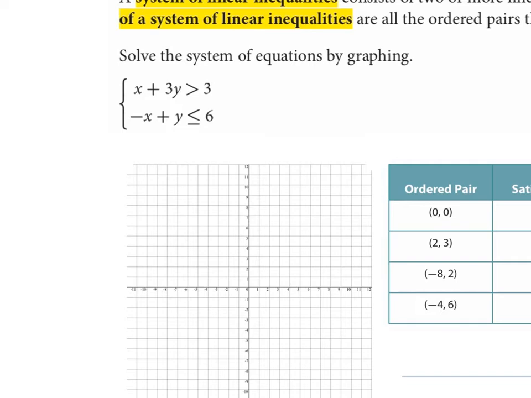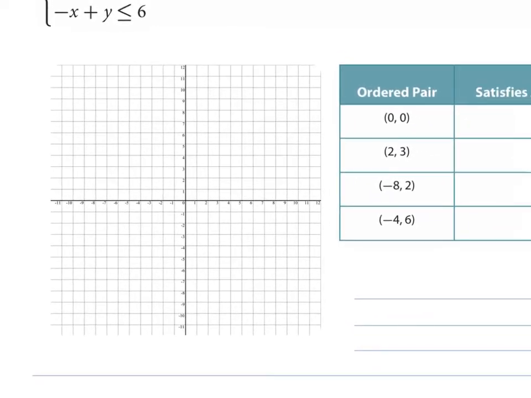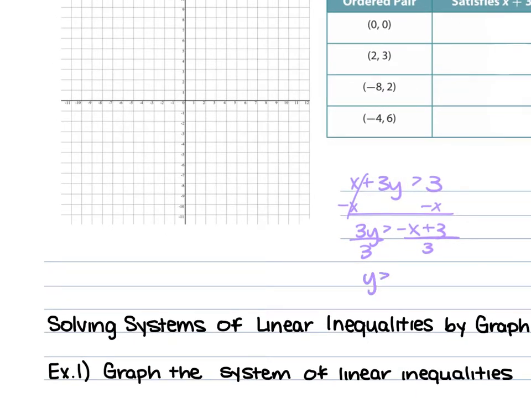So if we look at the first example, we have x plus 3y is greater than 3. So we solve for the y there. We move the x over, subtract it. We have 3y is greater than negative x plus 3. Divide each side by 3. So we have y is greater than negative 1/3 x plus 1.